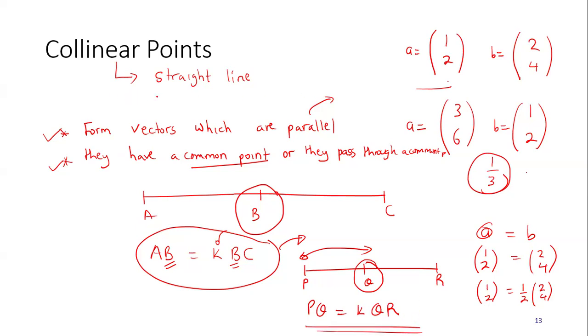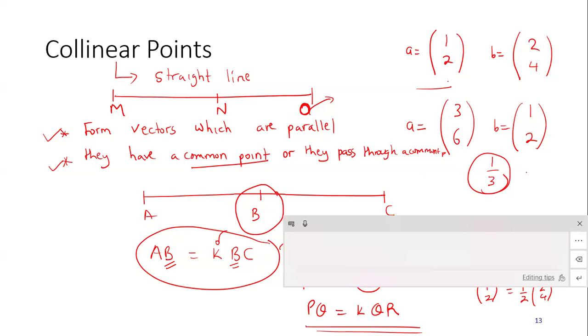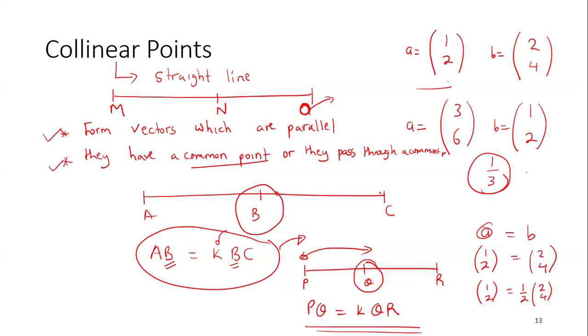Put for me in the chat quickly: what if I have M, this N, and this is O? Which vectors are you going to use to prove parallelism? You can type in the chat. Imagine those are the 3 points they have given us, and they want to show that they lie along a straight line. A common point means a point that they share.